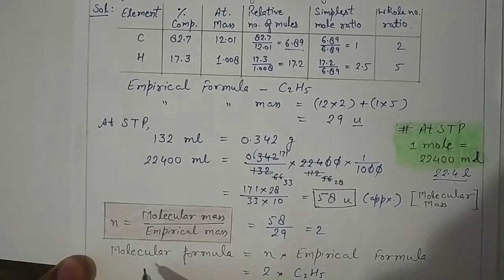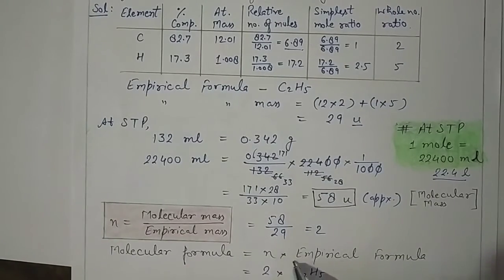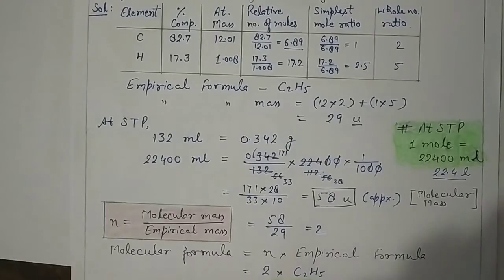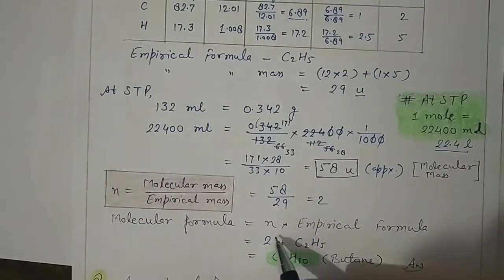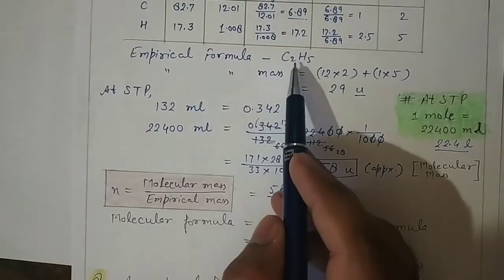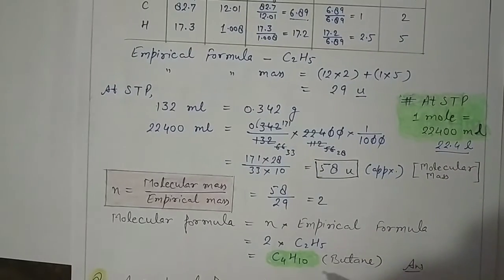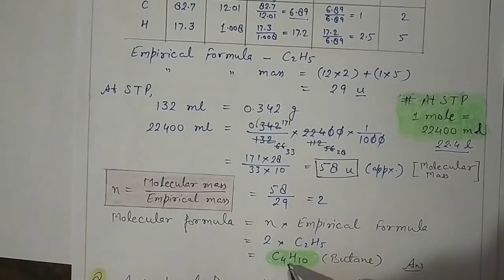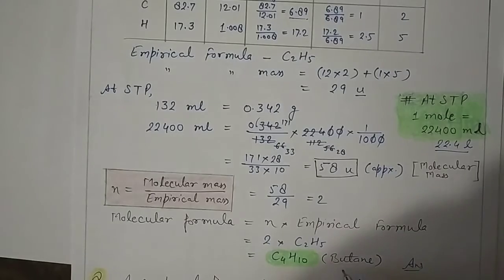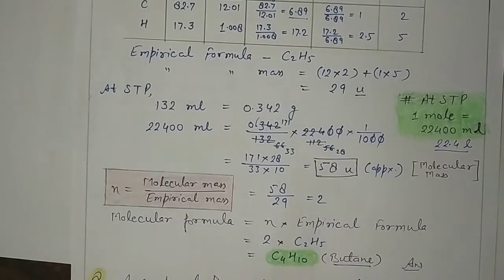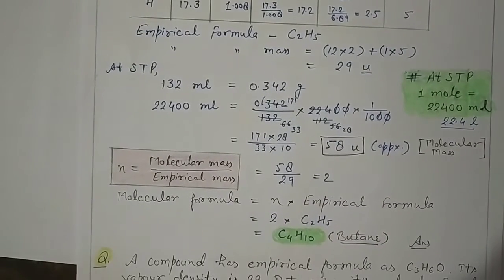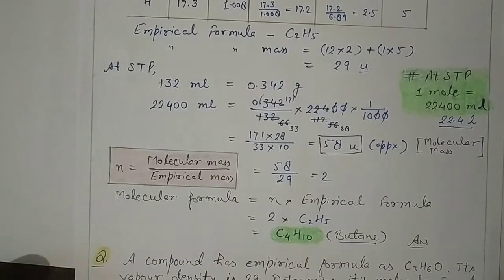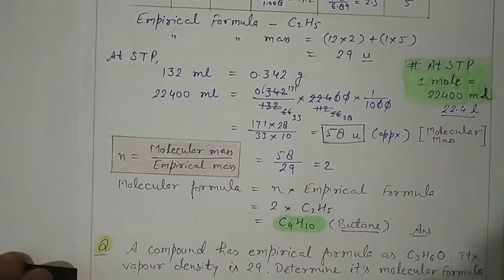Now the next formula, molecular formula, is equal to n into empirical formula. So n we got 2, into C2H5, that is the empirical formula, it becomes C4H10, which is butane. Let's take one more example, and there is a very important concept of vapor density used in this question. So it is a very important question.